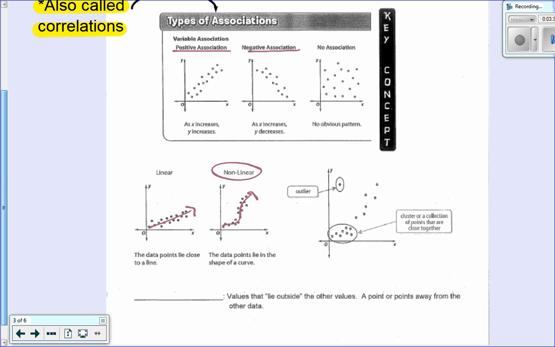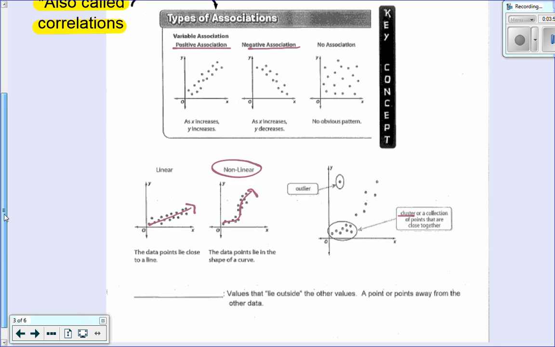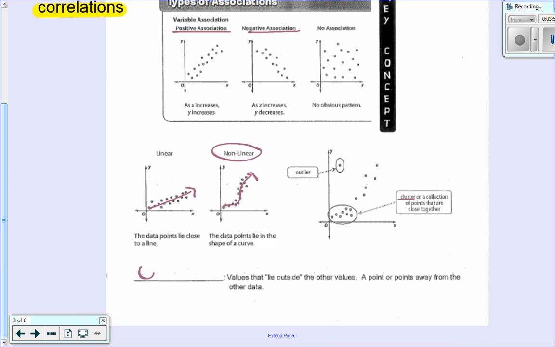Okay, and then over here, it looks like a positive correlation, right? But then we also have an outlier out there. And then notice we have a whole bunch of points together. That's just a cluster or a collection of points that are close together, okay? And usually outliers and clusters, you may see them, but we won't talk too much about them. All right, and this is the outlier.